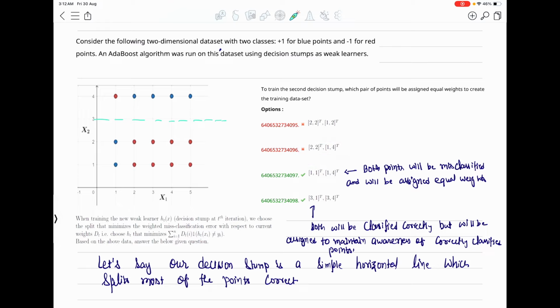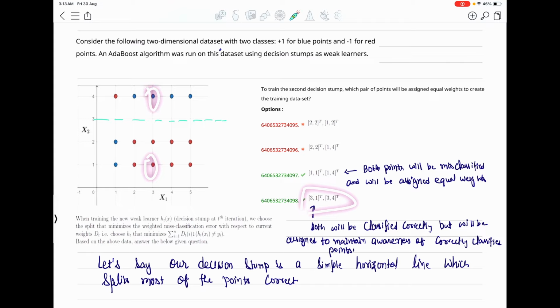Let's check the second, that is (2,2) and (1,4). (2,2) is here and (1,4) is here. Will it give a correct weight? Yes, it can give, but one is already correctly classified, so we won't choose this. Next, (1,1) and (1,4). (1,1) is here, (1,4) is here. Will it give equal weight? Yes, it will give a correct weight. Both the points are misclassified and will be assigned equal weights. Okay, next (3,1) and (3,4).